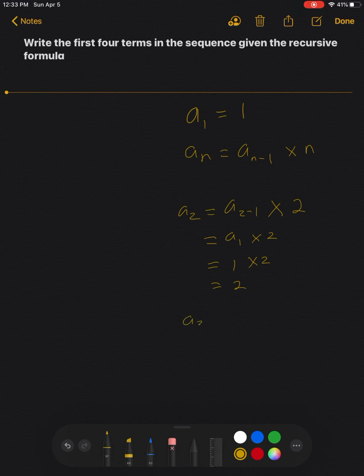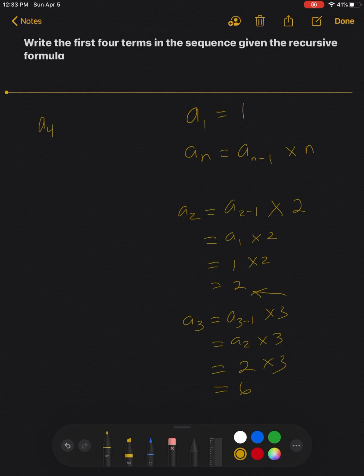Well, let's see, what would the third term in the sequence be? Third term in the sequence would be A sub 3 minus 1 times 3, which is A sub 2 times 3. What is A sub 2? Well, we just figured out that it was 2 earlier. So we have 2 times 3, which is 6. You might be catching on to the way this works a little bit here.